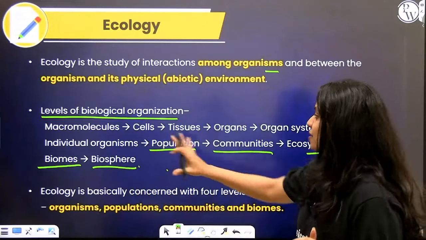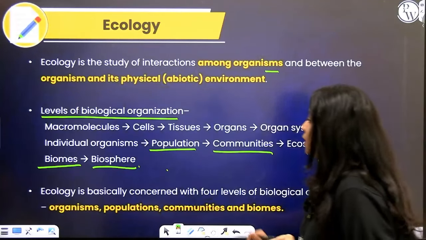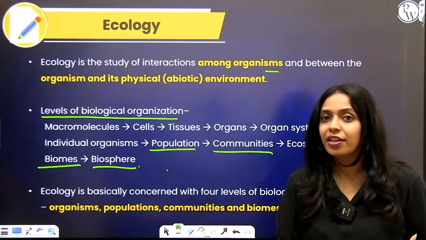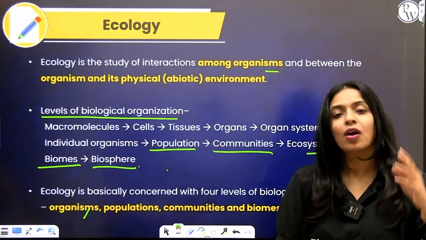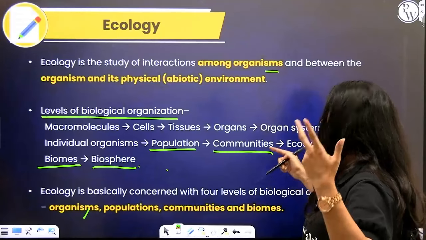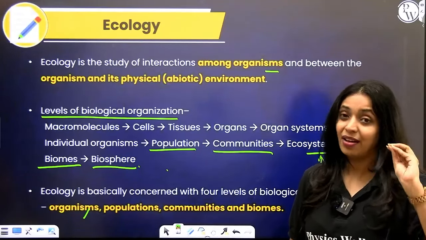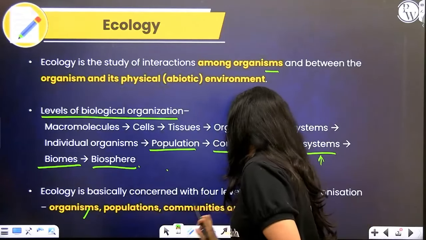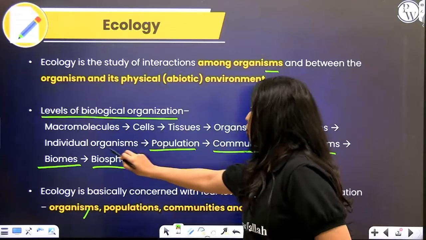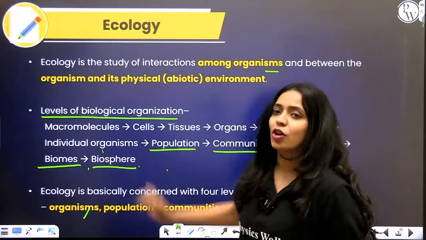Okay, so these are the different levels of biological organization. Now, in ecology, what do we study? Our studies start with individual organisms. Organisms, populations, communities, ecosystems, biomes, all of this will be covered in our ecological studies, alright? Though NCERT mentions only organisms, populations, communities and biomes, everything from this point up until this point is going to be covered in ecological studies.